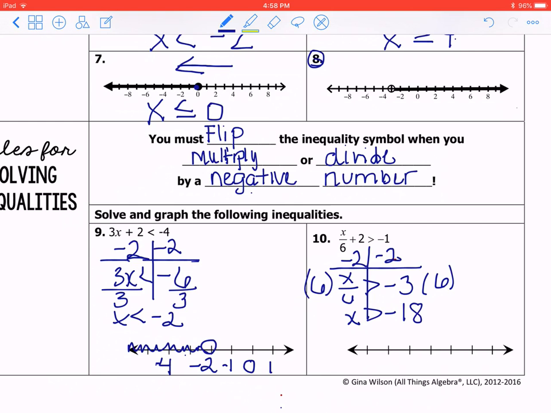Going to place my negative 18 on my number line. Remember, negative numbers are a little bit different on the number line. The bigger negative numbers go to the left, and the negative 16 goes to the right. Alright, we have an open circle because it's just greater than. And we are going to shade right because that's where the arrow is pointing, to all the numbers that are greater.